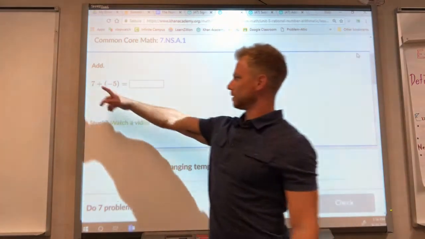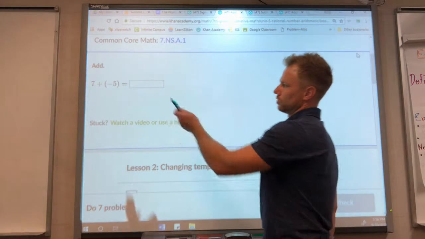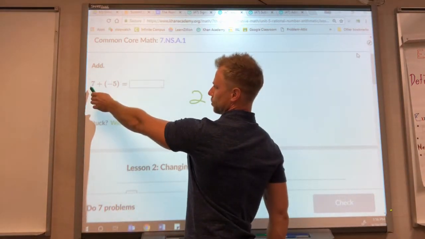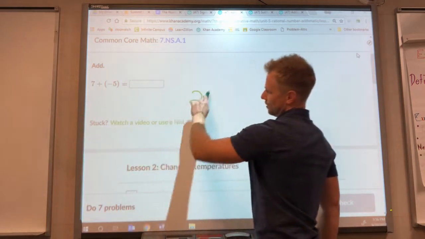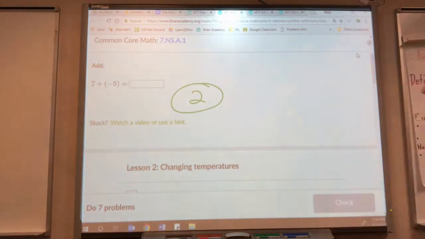Okay, we have a +7 and a -5. Those signs are unlike, so we would subtract. 7 minus 5 is 2. Keep the sign of the bigger number. 7 is bigger than 5, and its sign is positive. So our final answer is just a +2.